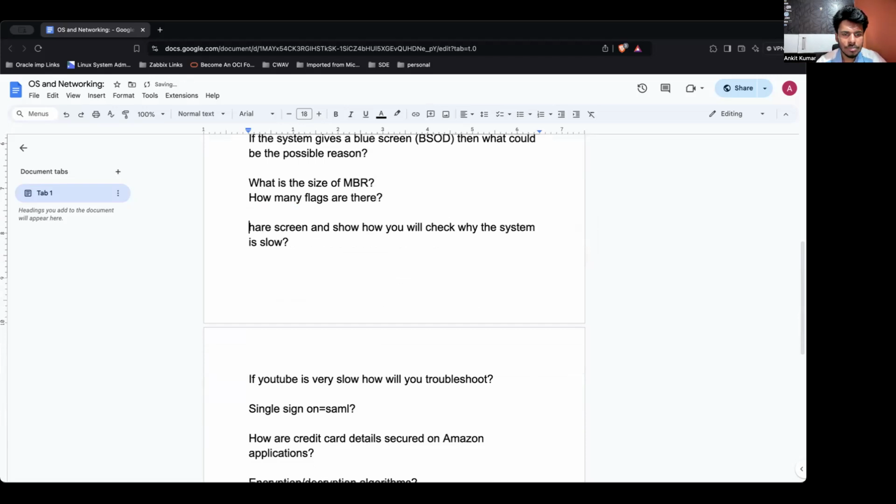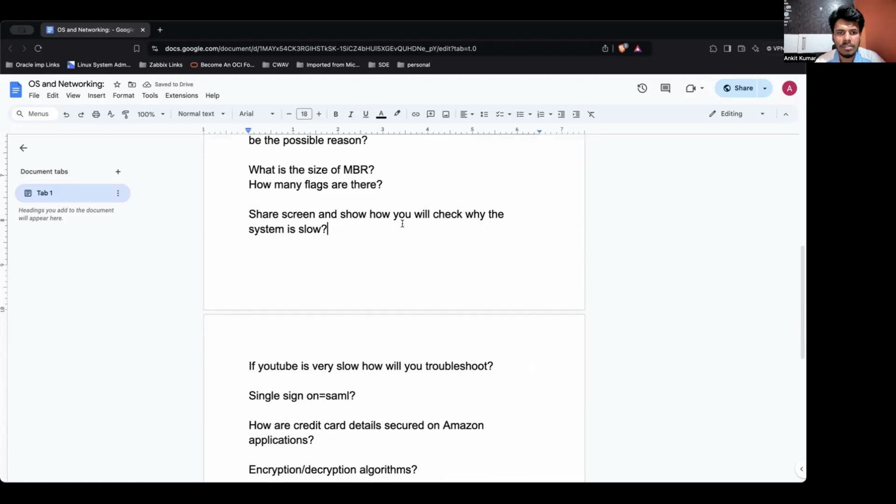Then the next question was to share screen and show how you will check why the system is slow. If your system is slow, you can check many things. You can start with the top command, see how many processes are running and what the CPU usage and memory usage are, check file system configuration, check the network part. There could be anything: hardware issue, software issue, file system issue, network issue. All these things you can check using their respective commands and figure out what is going on. Then you might find that something is going wrong and fix it. That is how you troubleshoot a slow system.